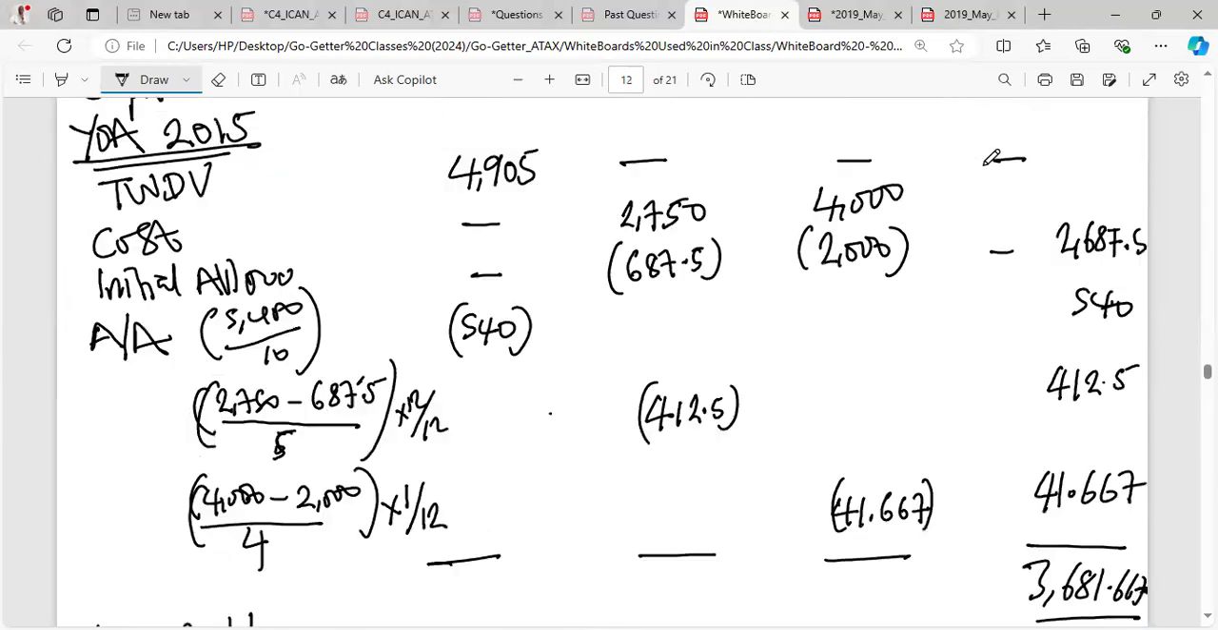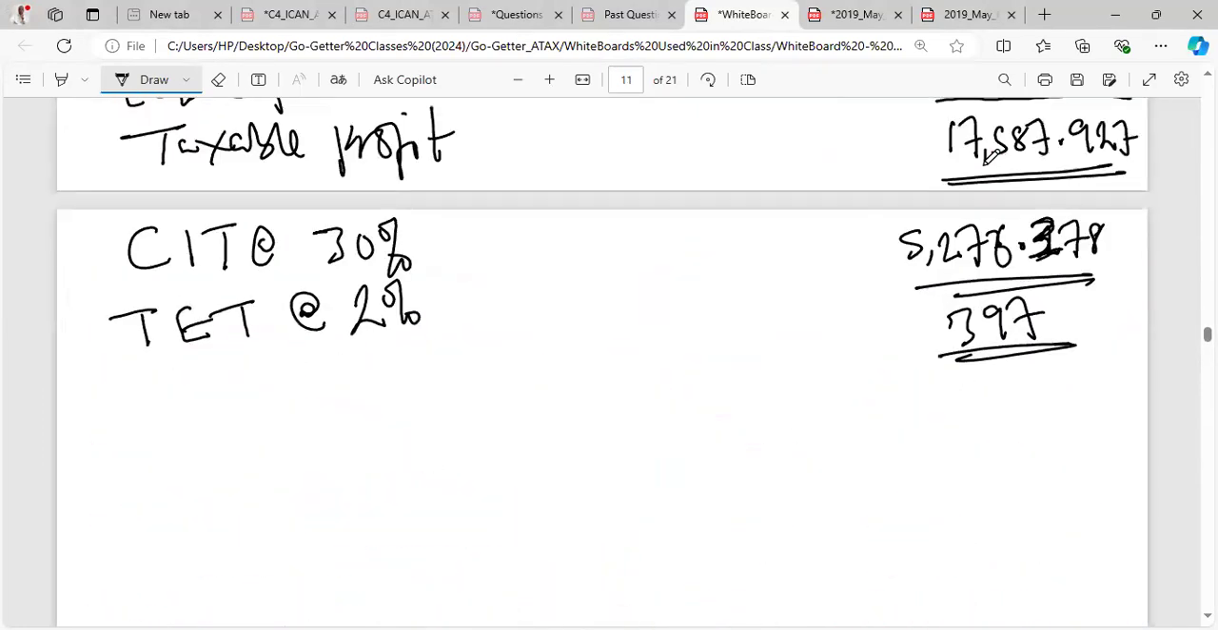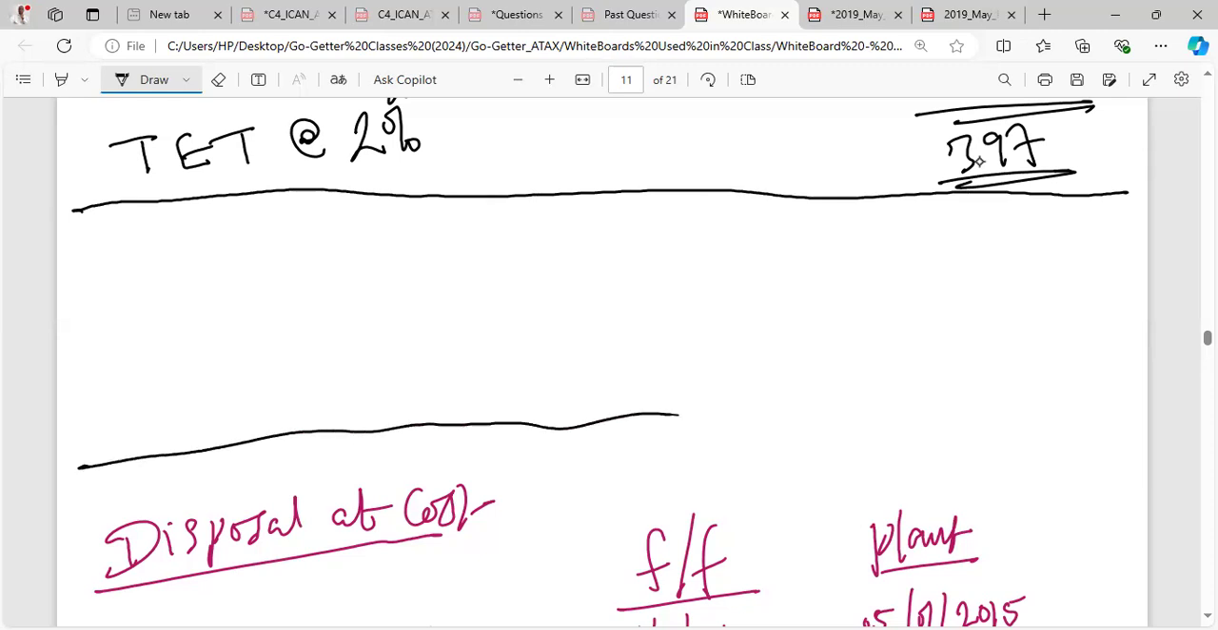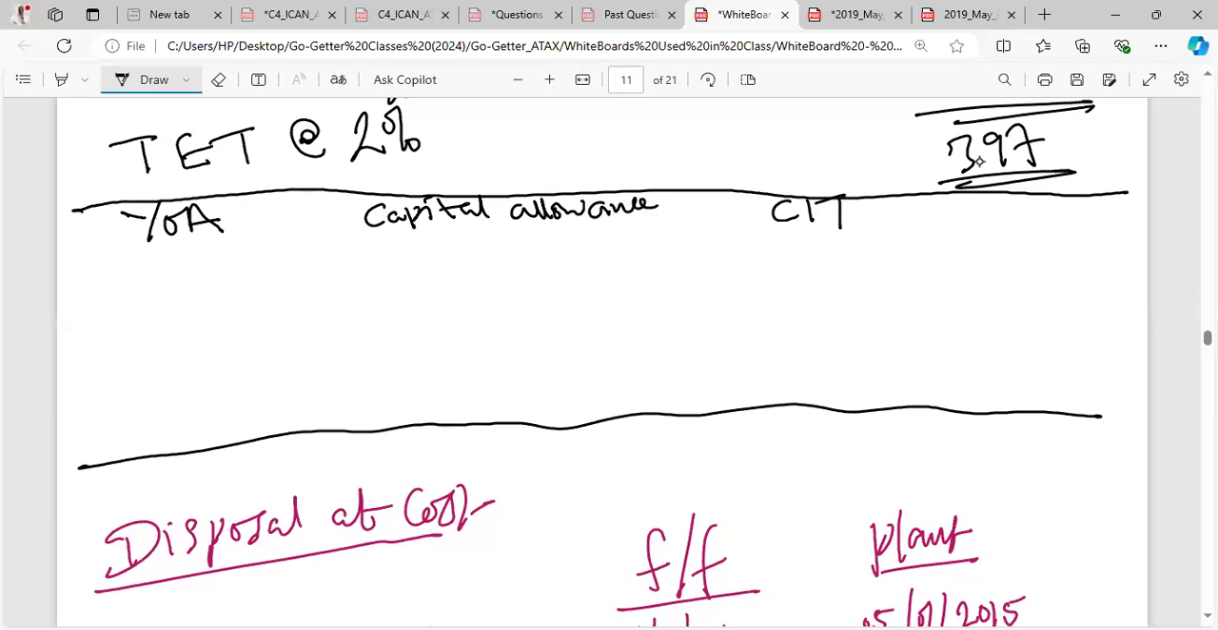No need to do all of that. This is what you are told to do. So I will also advise you to do a kind of summary here. You will do a summary and you will say year of assessment. You don't need to put the basis period. You will say capital allowance, CIT, TET. So you will do your 2014, 2015, 2016, 2017, and 2018. You need to bring down their capital allowances, their CIT, and their TET.